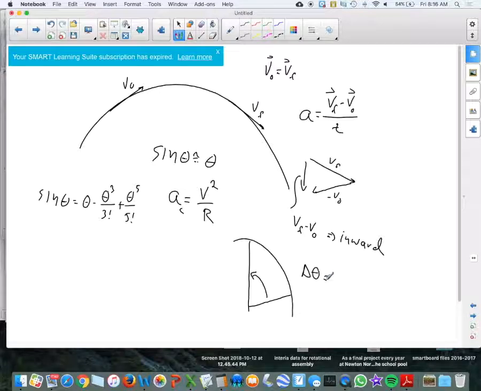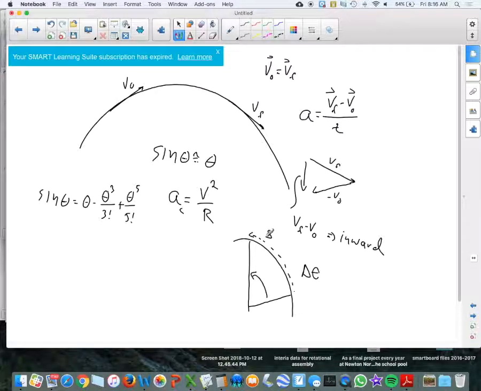And then I want to get a sense of how far I've gone on this circle. So what is the path length of that arc? And how do we get the path length of an arc? I move through some arc length. How do I define this path length S?